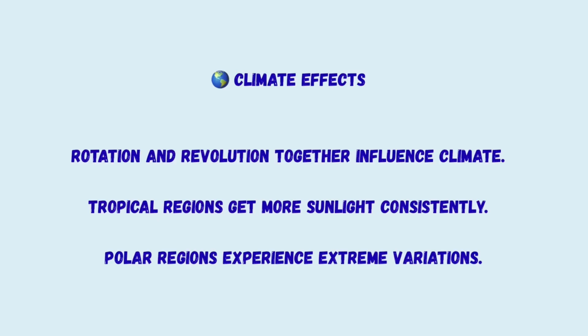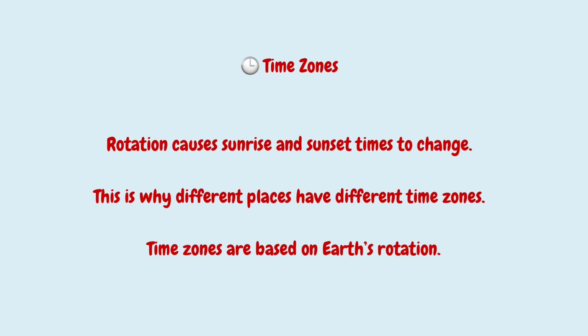What are the climate effects now? The rotation and revolution together influence the climate. Tropical regions get more sunlight consistently, and the polar regions experience extreme variations. Now what about the time zones? Rotation causes sunrise and sunset times to change. This is why different places have different time zones. So time zones are based on the Earth's rotation.